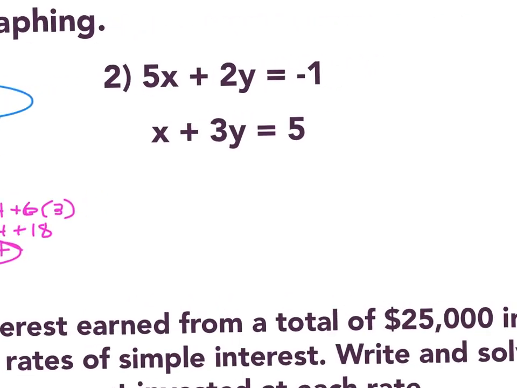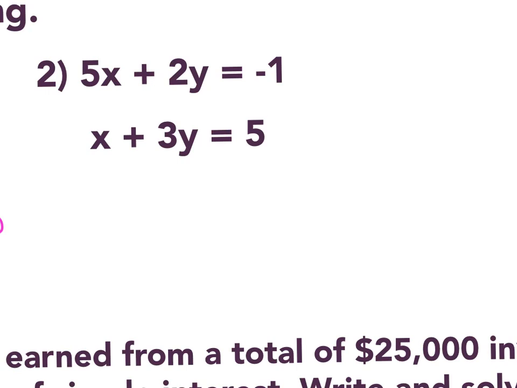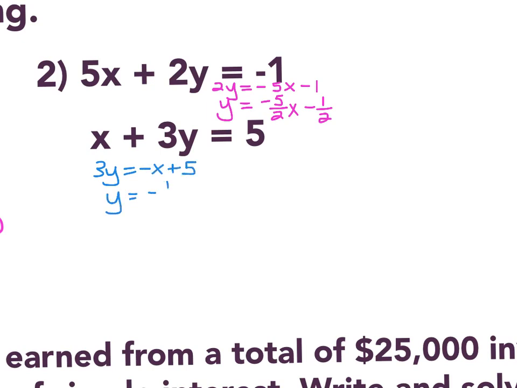Now for number 2, I'm going to graph these. So the first thing I'm going to do is solve them for y. So 2y would equal negative 5x minus 1, and then divide both sides by 2, and I get negative 5 halves x minus 1 half for the first one. And then for the second one here, 3y equals negative x plus 5, divide both sides by 3, negative 1/3 x plus 5/3, or 1 2/3.